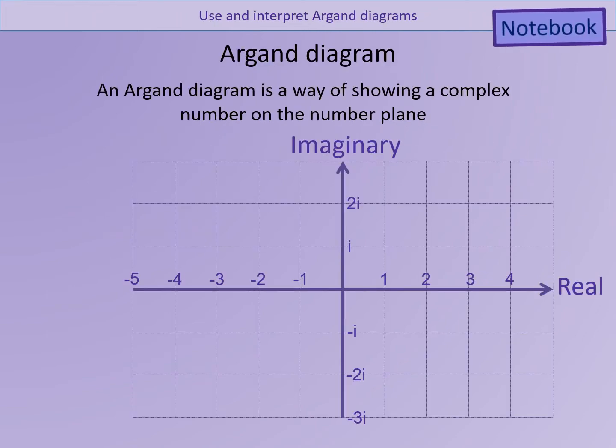So this is an Argand diagram here. As you can see, it's got two axes. We've got the horizontal axis, which has got the real numbers on, positive and negative. And then we've got the imaginary axis going vertically, and that's got imaginary numbers on.